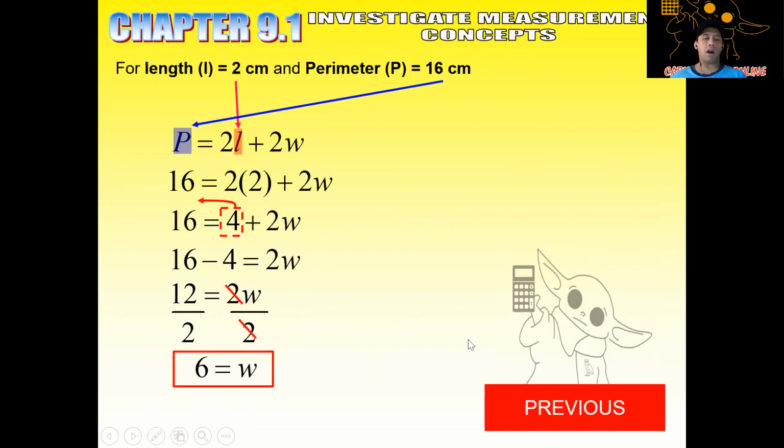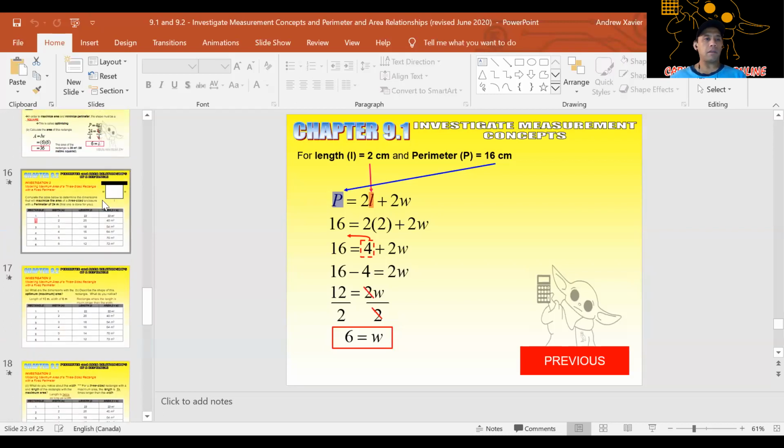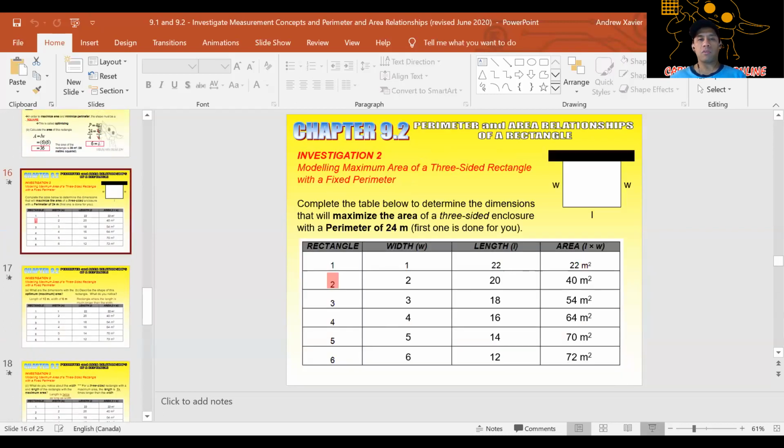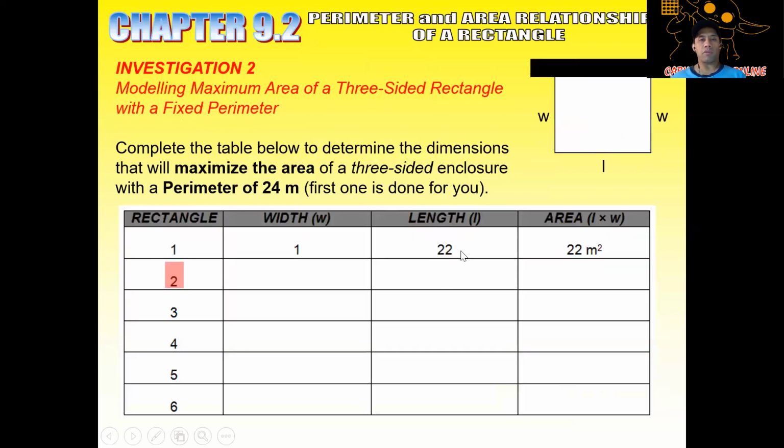All right, so sorry, just to go back to that. Okay, so if we take a look at this one in particular, that's the example of the first one over here, which was given to you. Okay, and then length times width would be 1 times 22, which gives me 22 meters squared.